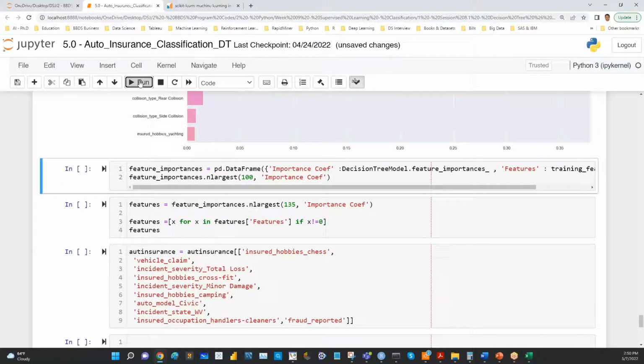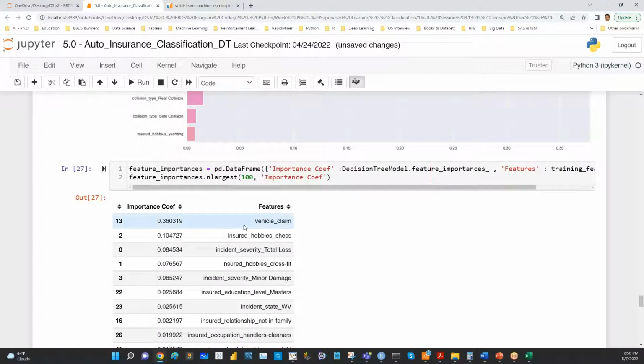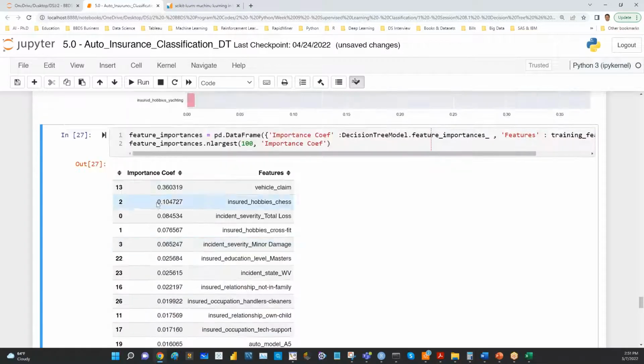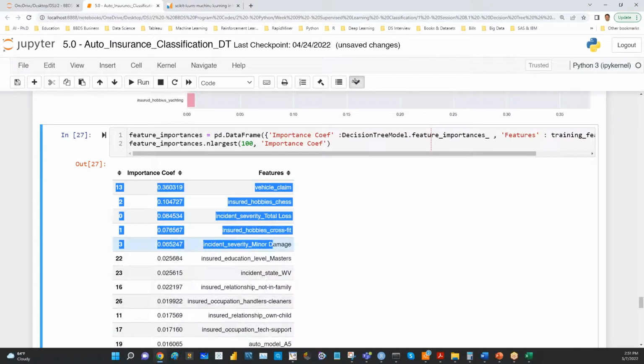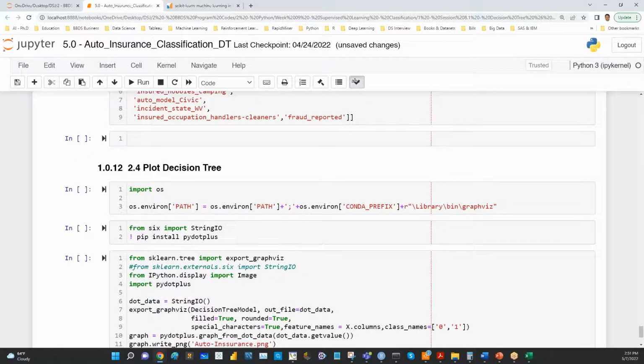Okay, and now these are sorted. Vehicle claims comes first, 36% influence on the decision tree's decision, followed by insured hobbies, incident severity total loss, insured hobbies crossfit, etc. If we were to take only the first 5, we could build a model using the first 5 or 6 elements. Now we are going to visualize this decision tree.